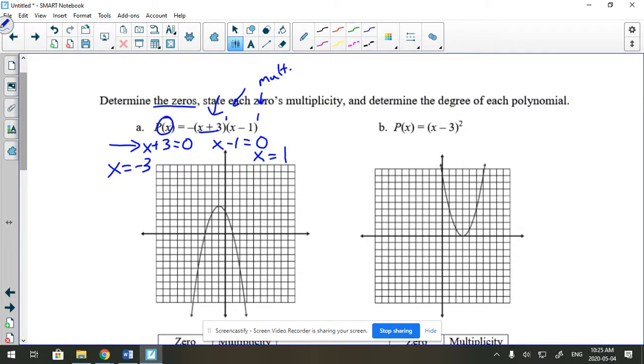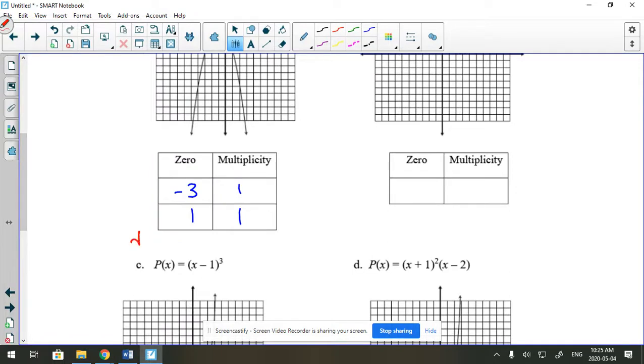And then it says determine the degree of each polynomial. Your degree is just your multiplicities added together. Because if you FOIL this original thing out, which you don't actually have to do, but if you actually FOIL and multiply it all out to put it in proper polynomial form, you'll see that your biggest degree is going to be an x squared. So you have a degree of 2. The quickest way you can do that is your degree is just your multiplicities added together. So my degree of this polynomial is 2.